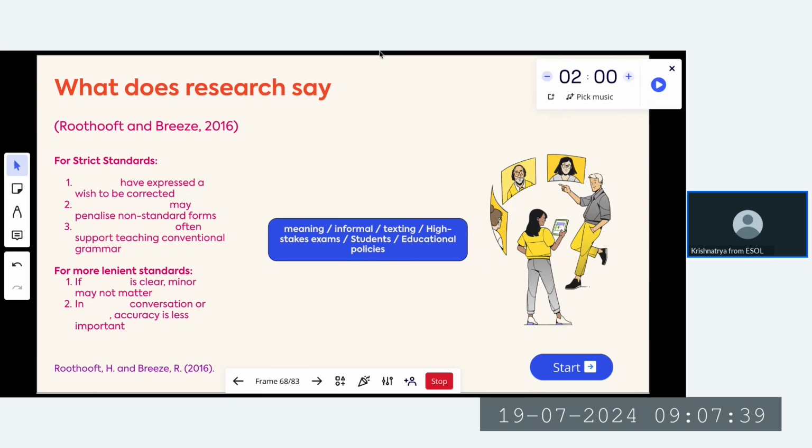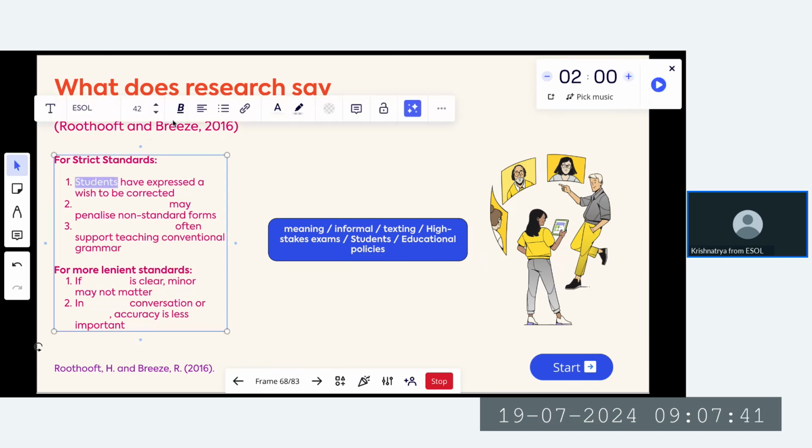So the answer to the first question is students have expressed a wish to be corrected. In a lot of courses this happens. Sagar has requested me to not speak in Hindi because he doesn't understand it, so I'll just keep it to English, no problem. It's actually experienced that a lot of students complain against teachers, especially when they're not corrected in the classroom. So if the students are on a course with you, they are expecting to be corrected. So according to research, they wish to be corrected.